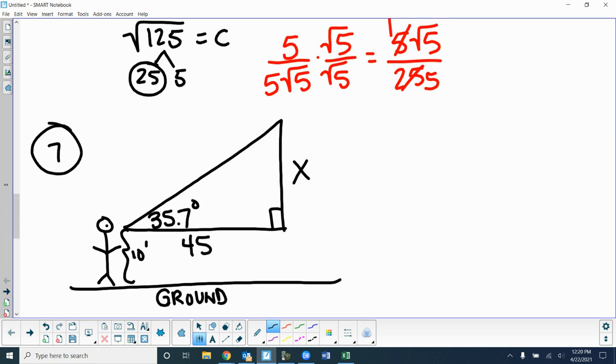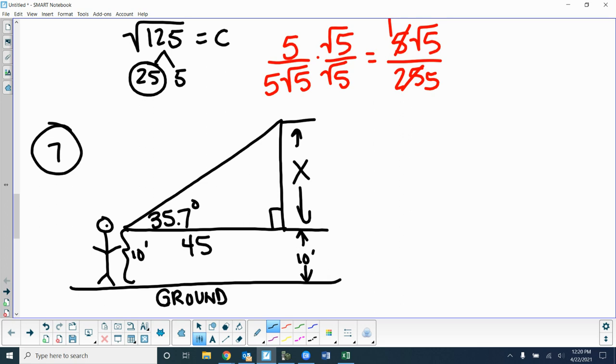What? You've got to add 10, right? Because the X is from here to here, so we have to remember to add the 10 feet. You guys with me on that? Yeah. Okay. So I have my angle here, my point of reference.